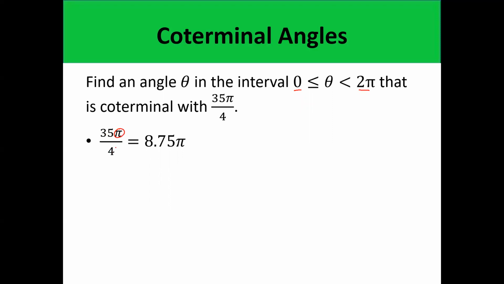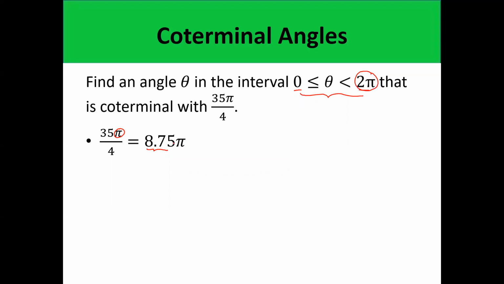So 35 over 4 is equal to 8.75. So this angle is equal to 8.75 pi. This 8.75 pi is actually higher than 2 pi. So this means that we're going to subtract something from this angle that will be inside this interval. Now the term that we're going to subtract from 8.75 pi must be multiples of 2 pi.